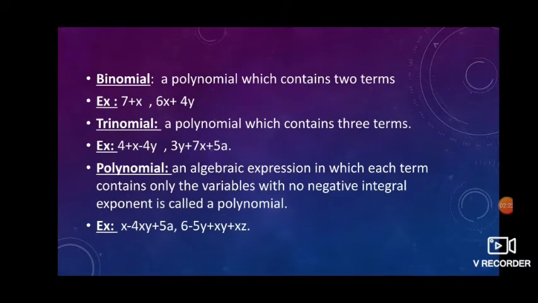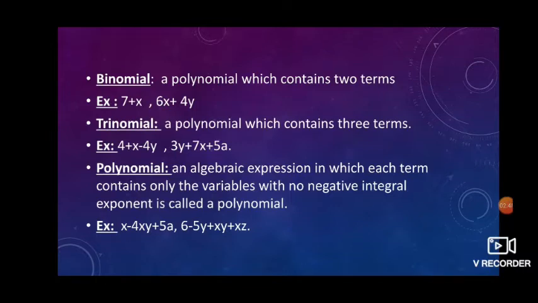Next one is binomial expression. Here bi is nothing but 2. So now you understand, I think, a polynomial which contains two terms, we call it a binomial. Here an example we can see is 7 plus x. 7 is one term and x is one more term.